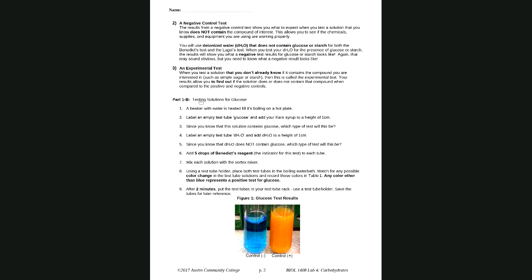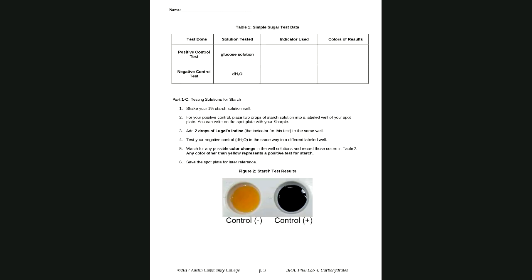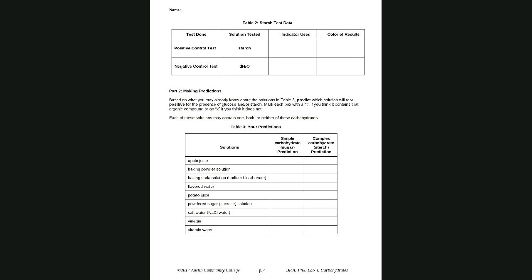Then it'll have you set up your positive control test for glucose using Benedict's reagent, and it'll give you the results for the positive control, the plus, and the negative control here. And then all you're going to do is read the steps, answer any questions, and then fill in the table. Then it's going to take you into the test for starch using Lugol's. It gives you the results for the positive control and for the negative control. And then all you're going to do is read through all these steps, look at your results, and fill out the table.